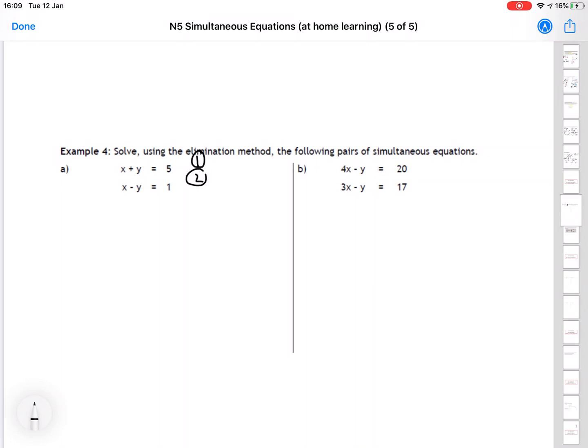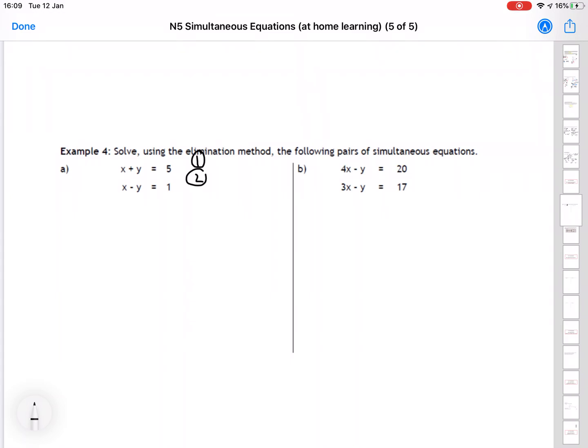So we've got x plus y and we've got x minus y. So that's already lined up in the right order, so I don't need to do any rearranging. Okay. Next thing I need to do is decide which letter I'm going to eliminate. Now in this case it's really easy because we have a single x in both equations and a single y in both equations. So you could actually eliminate either letter, it wouldn't matter, you could do either one.